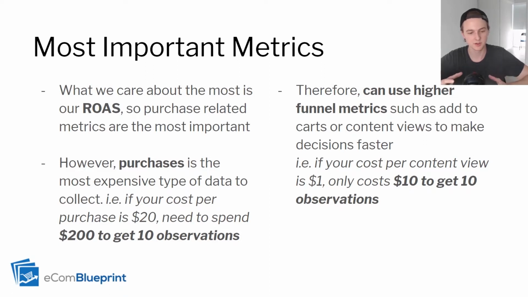So what we care about the most is our return on ad spend, right? Return on ad spend is the total value of all the purchases that you've generated from the ads divided by the amount spent, so the return on your ad spend. And that's what we care about the most at the end of the day, right? If you have a high CPM, but you have a really good return on ad spend, you don't really care about the CPM, right? What you care about is the return on ad spend. So purchase-related metrics are the most important: return on ad spend, cost per purchase, and so on.